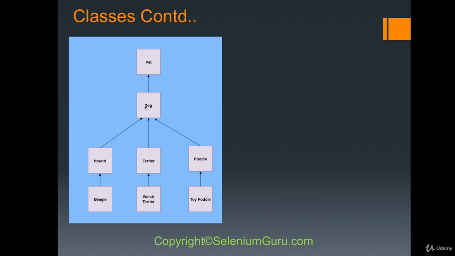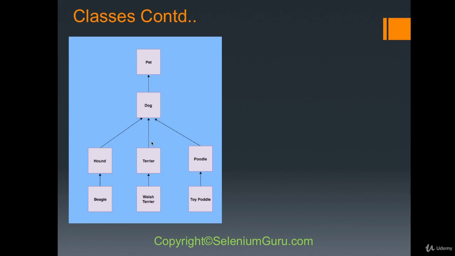Now dog has different subclasses here, because there are different types of dog, right? I have a hound here, and the hound is a child class of dog. Terrier is also a child class of dog, and poodle is also a child class of dog. They are different types, different breeds of dogs. The hound also has different types, one example being Beagle. The Terrier has Welsh Terrier, and for the Poodle, you have a toy poodle, a medium poodle, and so on.